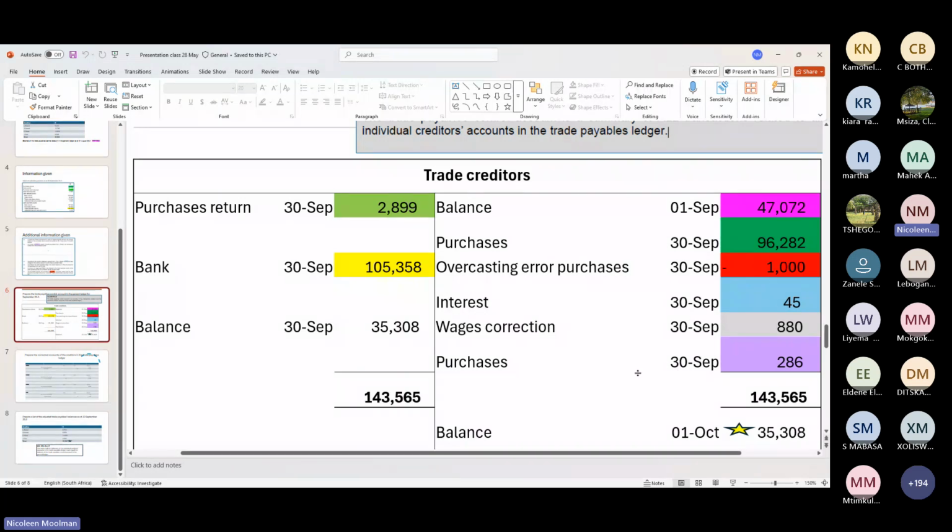So the accounting entry depends on what we bought. Maybe we bought inventory. Let's say we bought inventory. So the other side of this entry would be debit inventory and credit trade creditors with 286. So it was just omitted and we had to bring it into the general ledger account now. So that's what the 286 is about.